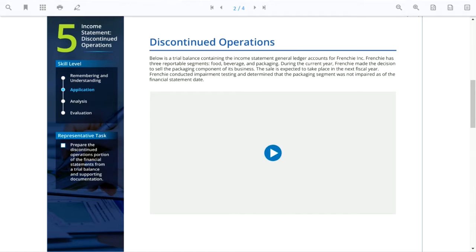So now the discontinued rules apply. Assuming that we're actively trying to locate a buyer and the sale is imminent within the next year, then the discontinued rules are going to apply. They tell us the sale is expected to take place in the next fiscal year.